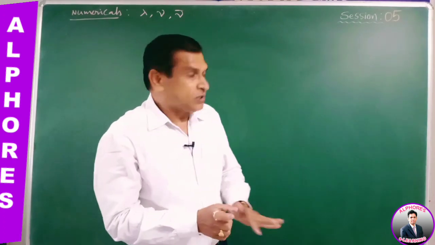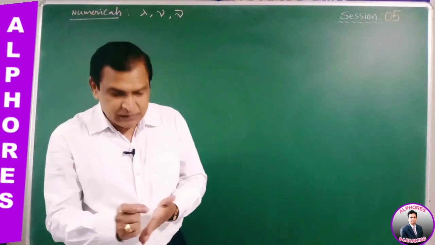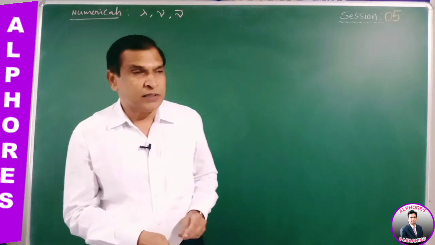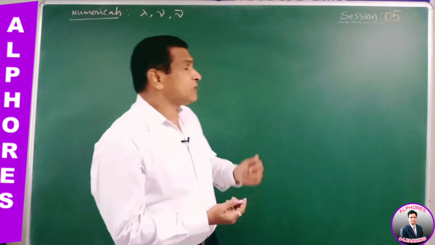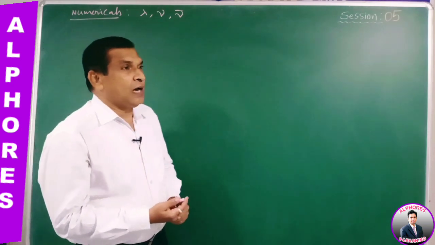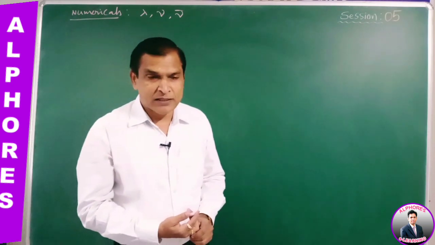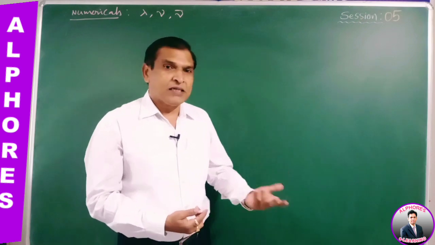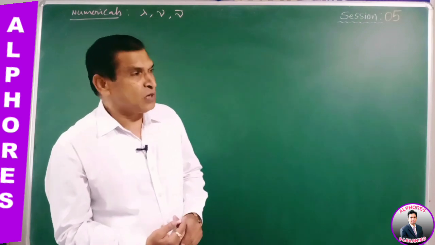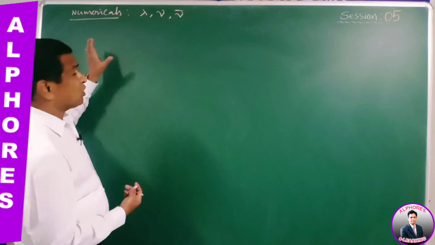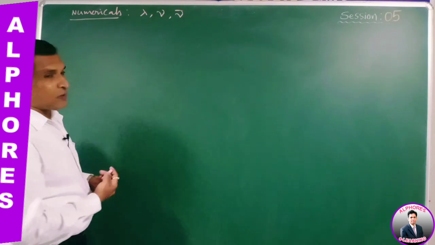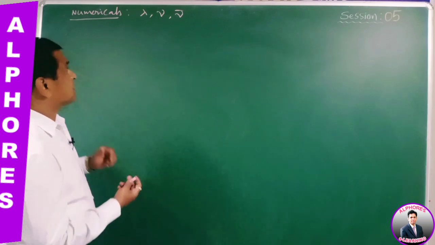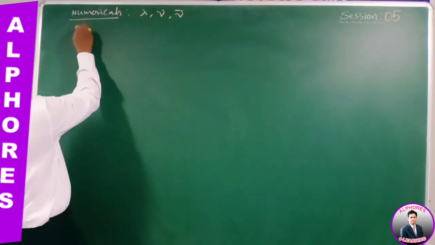In the last session 4 we had discussed the complete information about properties of light, that is wavelength, frequency and wave number, velocity of light and amplitude. The theory part is completed in the last class. Now today we'll discuss the numerical part and the relations between the properties.